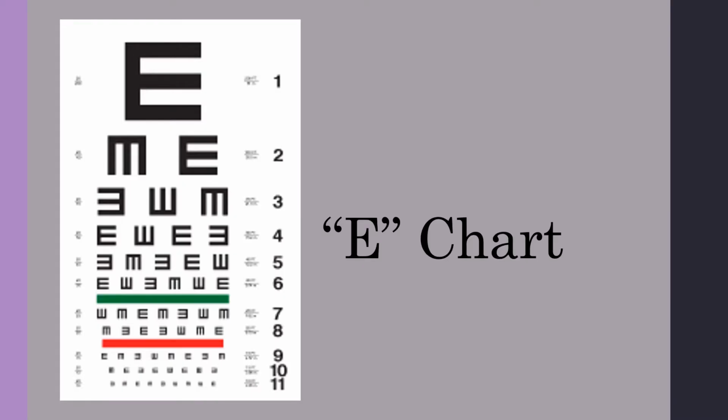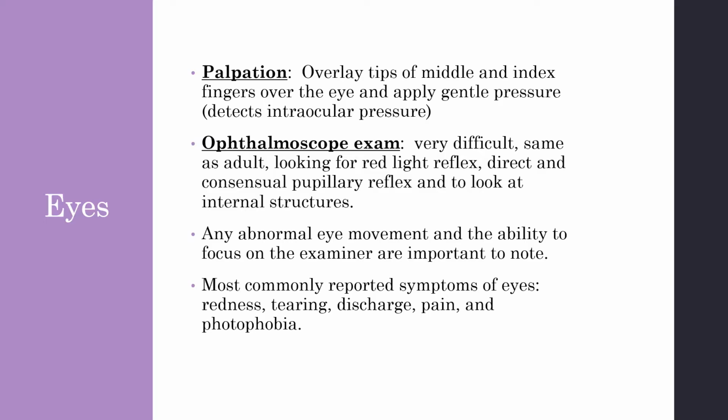This is the tumbling E chart that I just reviewed in the last slide to check for visual acuity in our toddler kids. A few other things to consider with the eye exam is palpation. I'll tell you that I don't often do palpation unless I feel that there's some kind of concern with the eyes. It's not a comfortable procedure to have done to you, and some kids get a little scared with it. So I don't often include it in my eye exam unless it's necessary.